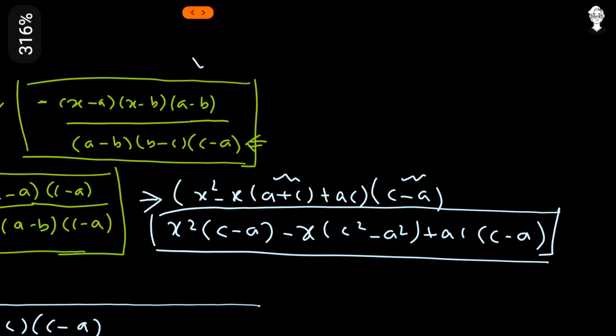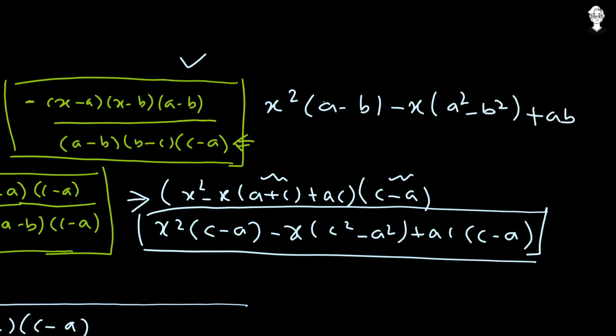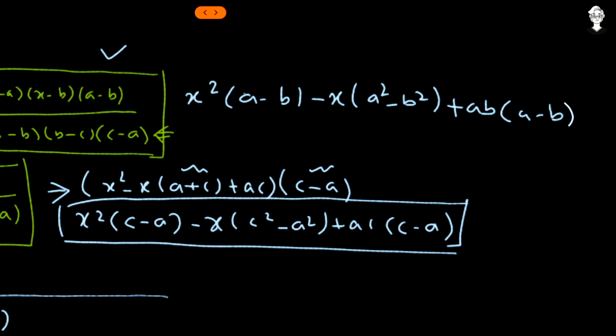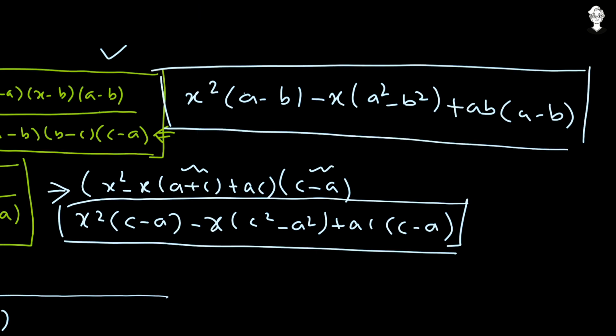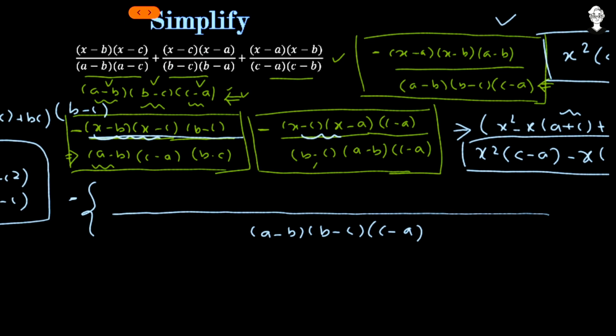Now the final term, that is the third term, so we'll get x square multiplied with (a minus b) minus x multiplied with (a square minus b square) plus ab multiplied with (a minus b). I directly opened the bracket over here. You can also do it and check. So the three brackets I have opened, so I'm just directly going to write those brackets over here.